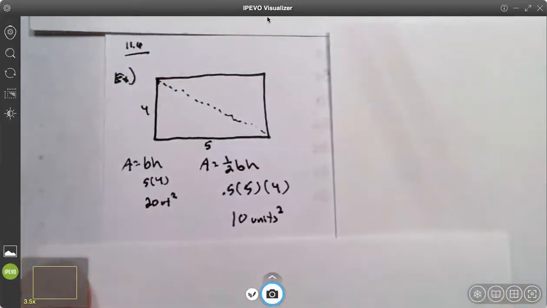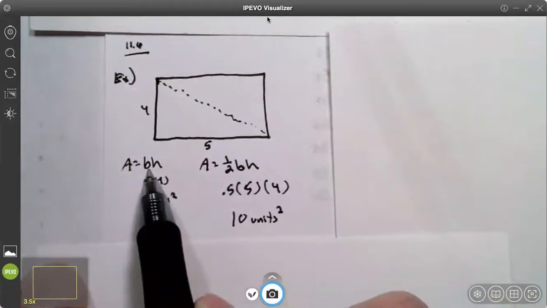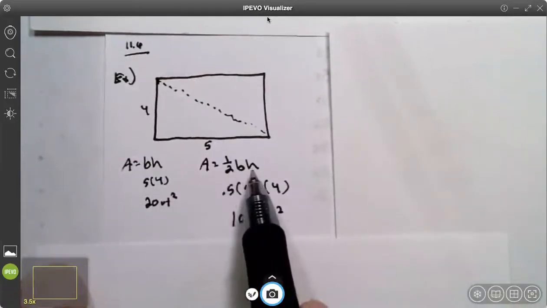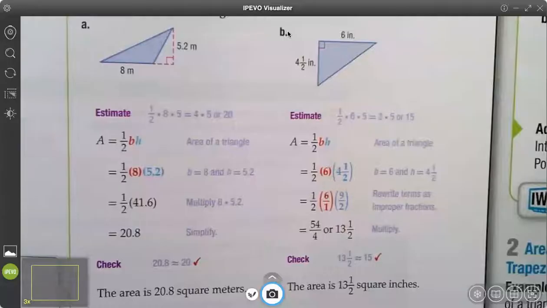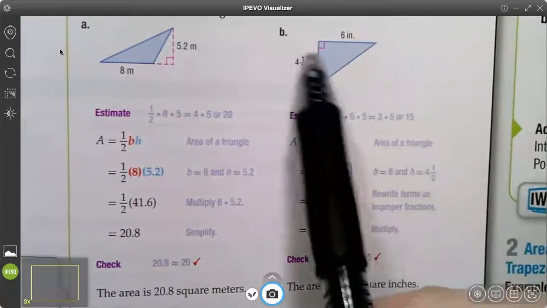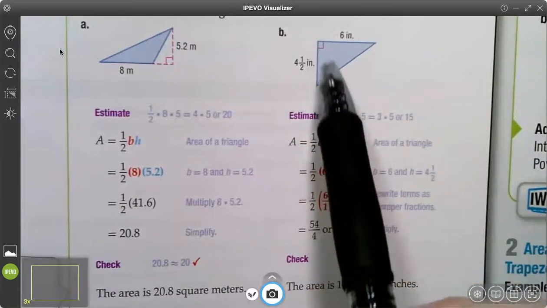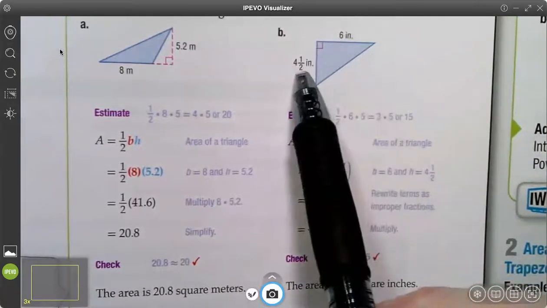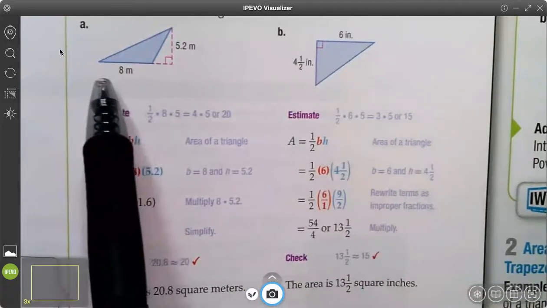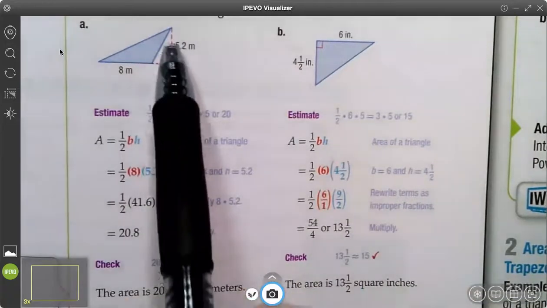So area of a parallelogram is length times width or base times height. The area of a triangle is half the base times height, or half the length times width. Here are a couple of examples of finding the area of triangles. Your base and your height always have to run perpendicular to each other. So on B, you have a right triangle. So it's easy to see your perpendiculars, 1/2 times 6 times 4.5. But A is not a right triangle, so we have to get the perpendicular height.